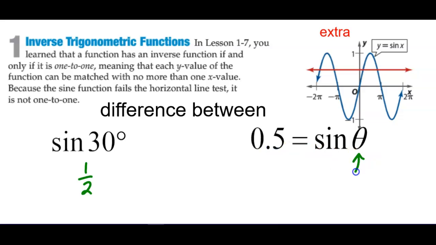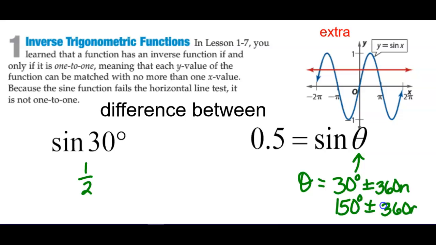And so here theta has infinite answers. You could say it's at 30 degrees, but it's also every 360 after that. So every multiple of 360 could be added on. The other place that sine is 1/2 is at 150. And you could say every multiple of 360 added onto that. Or you could even say it in radians. You could say pi over 6 or 5 pi over 6. And if you said either of those, you'd have to add 2 pi n.